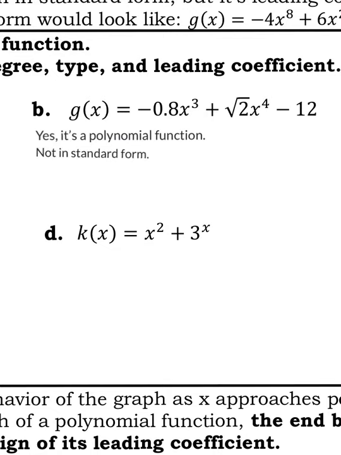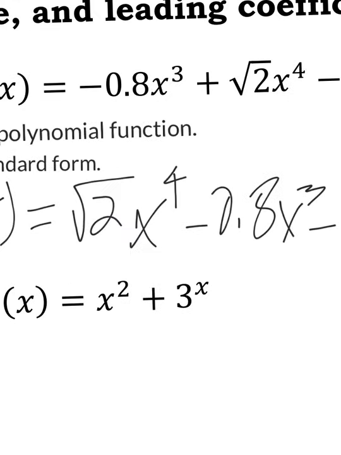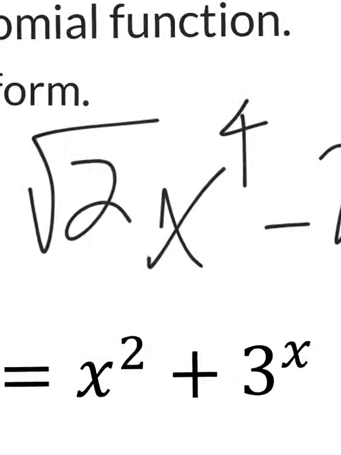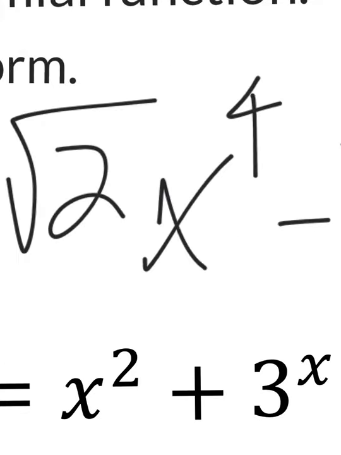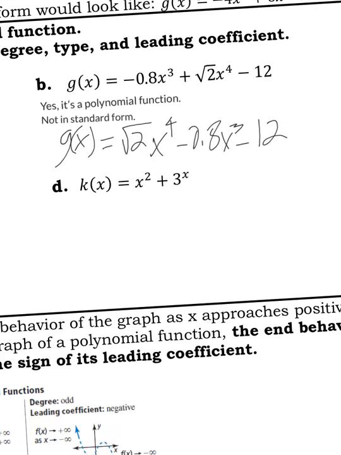So let's write it in standard form. All I'm going to do is say g of x equals, and then the square root of 2 comes first, and then x to the fourth minus 0.8x to the third. So just keep the signs the same. If it's positive, put a plus sign in front of it. If it's negative, put a minus sign in front of it. And then, yeah, that's it. I'm going to try and fix this x here for a second. Erase this a little bit. Does that make it any better? I don't know.